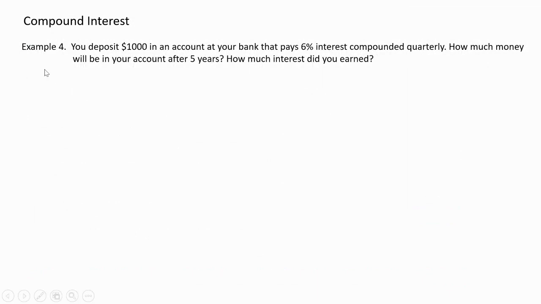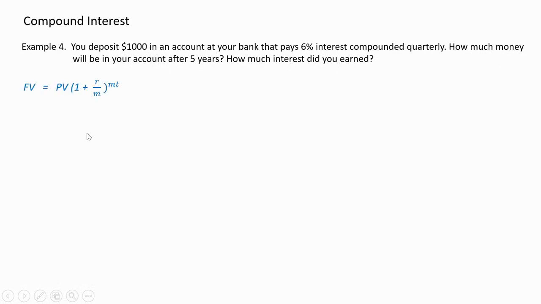Example: you deposit $1,000 in an account at your bank that pays 6% compounded quarterly. How much money will be in your account after 5 years? How much interest did you earn? Okay, this is an example of what I just went over, right? Say that I had this much money just sitting around in my house, so I want to put it in an account. The account pays 6% interest compounded quarterly. How much money will be in the account after 5 years? And how much interest did you earn?